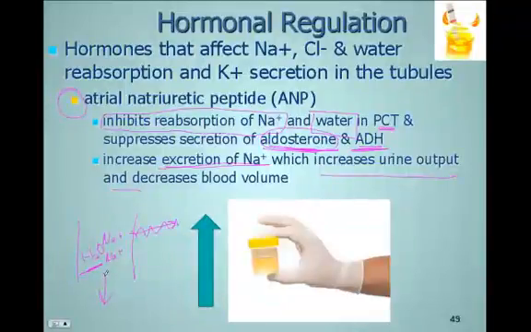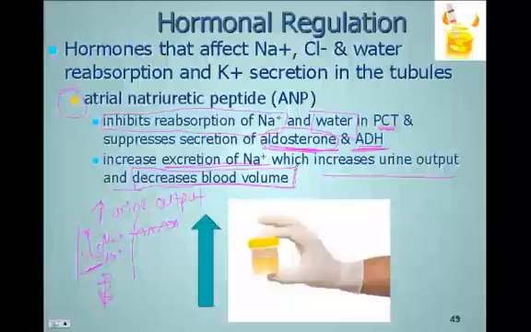So what that means is, as we have more water, we have more urine output, okay, more fluid in our filtrate and more urine output. And what this does is it helps decrease our blood volume. So, for example, in an individual that may have high blood pressure, this is one of the hormones that should naturally bring your blood pressure back down.